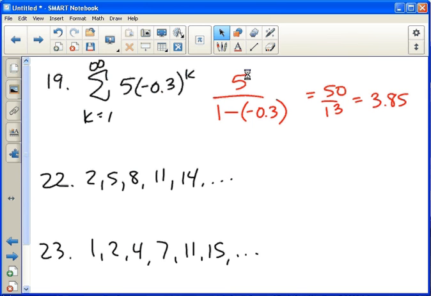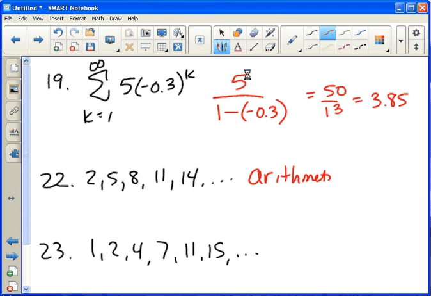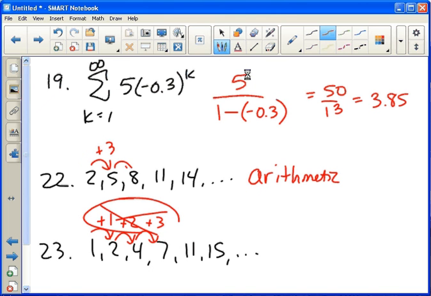Okay, let's try that on 23. 1 plus 1 is 2, 2 plus 2 is 4, 4 plus 3 is 7. Okay, so there is a clear pattern here, but we're not adding the same thing over and over. We're adding 1, then adding 2, then adding 3. Make sure it's clear what we're doing here. So we're not adding the same thing. So it's not arithmetic, because here we were doing plus 3, plus 3, plus 3, and so on.